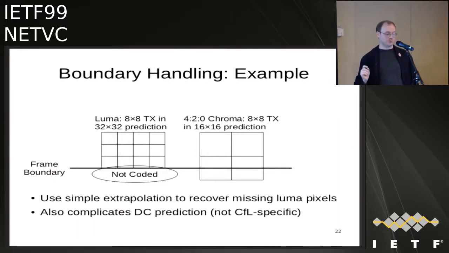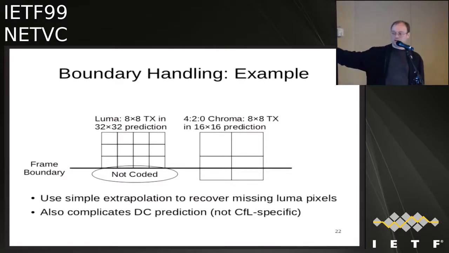But for a 32 by 32 prediction block with 8 by 8 transforms in the luma plane, the corresponding transform size in the chroma plane for 420 is also 8 by 8, which means it actually covers four times the area of a corresponding luma transform block. So now those blocks partially overlap that boundary, and since they're not completely outside, they still get coded, which means I have a bunch of chroma pixels where there is no corresponding luma pixel to draw a prediction from. Currently what we're doing is just taking the last row of luma pixels and extending them downwards, which is simple and seems to work okay-ish.